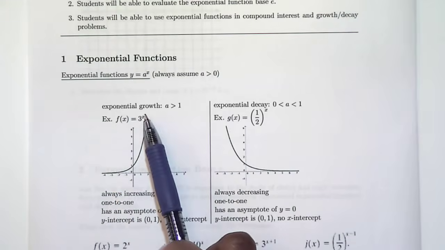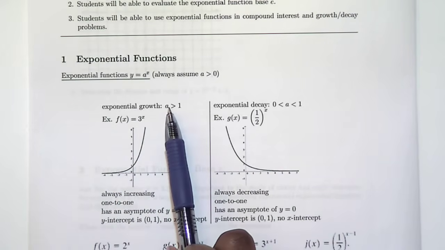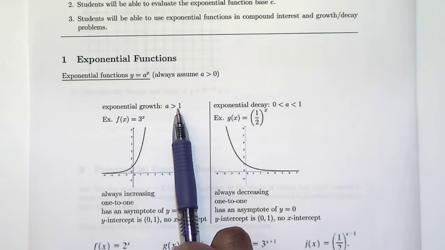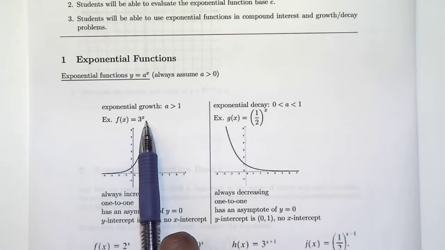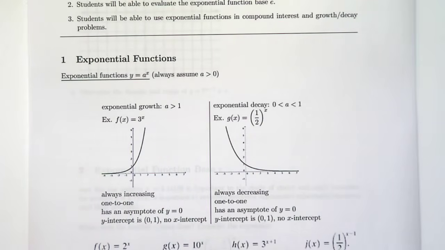Exponential growth happens when our a is greater than 1. So for example, 3 is bigger than 1, so this exponential function, 3 to the x, is an example of exponential growth.